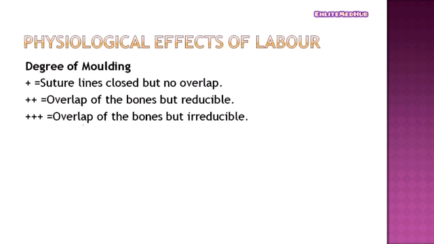Here is overlap of the bones but irreducible. So here there's an extreme overlap of these bones in such a way that even after delivery they do not return to their normal position. You should also know that the term reducible here means that the bones of the skull can be pushed or manipulated either by the doctor, the midwife, or anyone who knows how to do it to return them back to their normal position after there is molding.